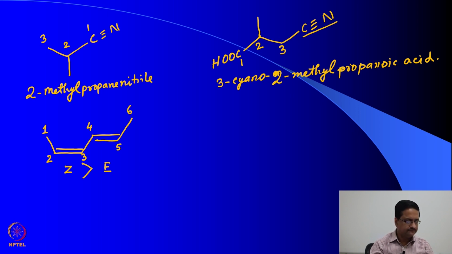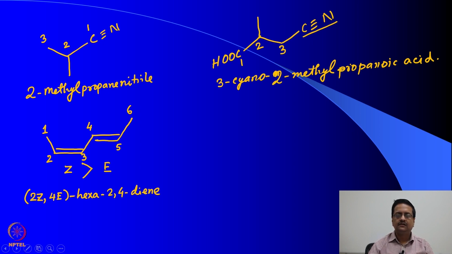So, what should be the name? The name of the molecule should be, first we should identify the stereochemistry about the double bond. So, it is 2Z 4E hexa-2,4-diene. So, here what we learnt is that the Z being higher priority, the numbering starts from the side where Z comes first.